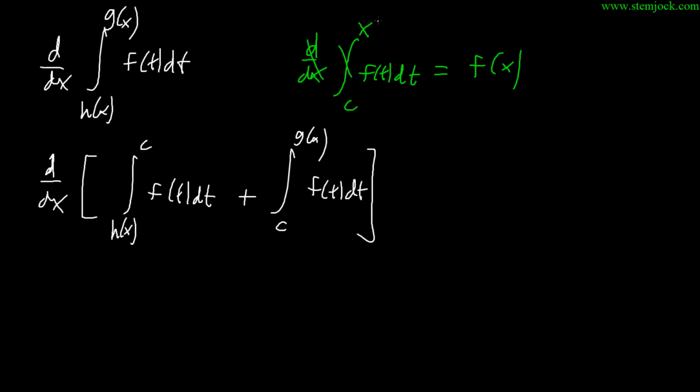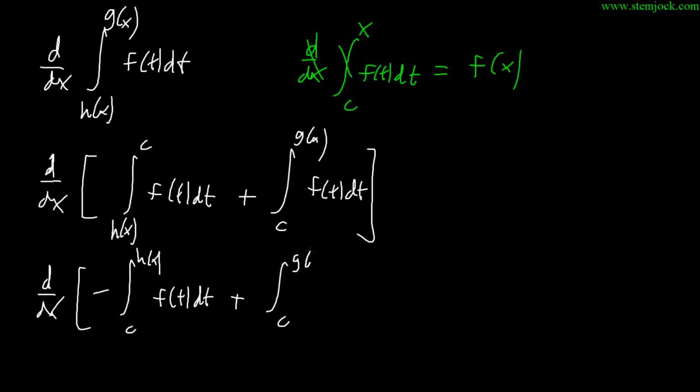Now, I need the variable part to be on top, so I'm going to flip the limits of integration in the first integral by introducing a minus sign. So this is going to be d dx, a negative integral from c to h of x, f of t dt, plus the integral from c to g of x, f of t dt.